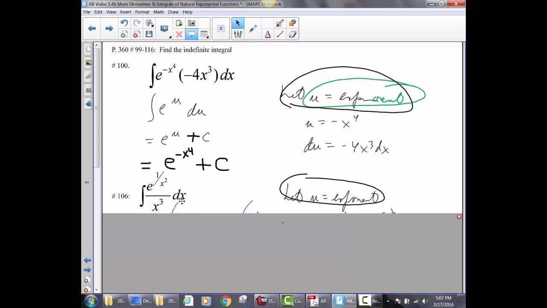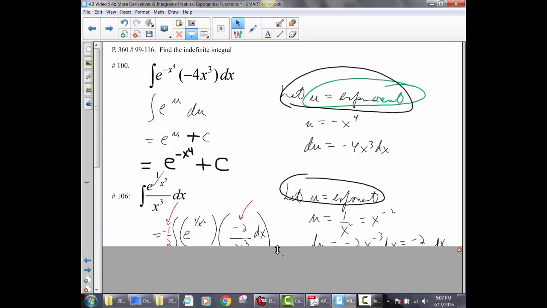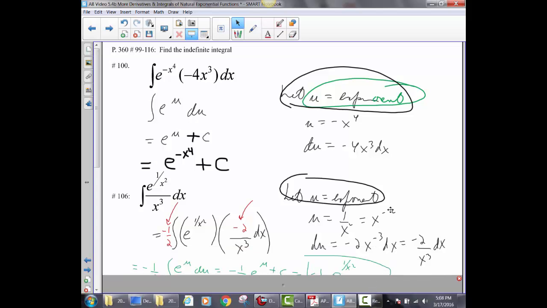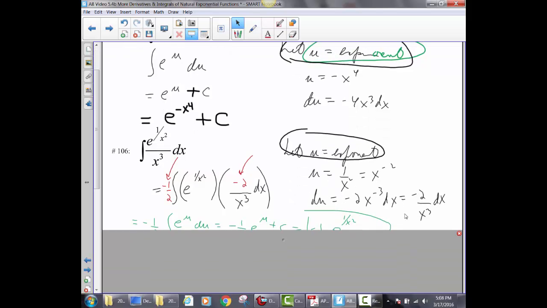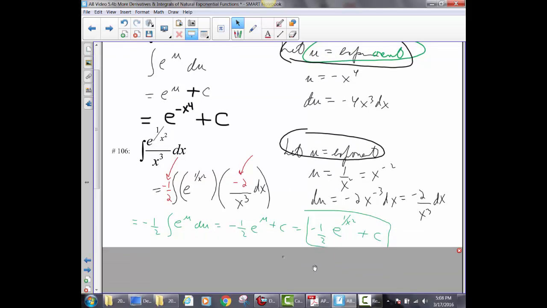Next example, you're going to let u equal the exponent, which is 1 over x squared, better known as x to the negative 2. The derivative of that is negative 2 times x to the negative 3 dx, which becomes negative 2 over x cubed dx. Okay, so coming back over here, I need negative 2 over x cubed dx for my du.